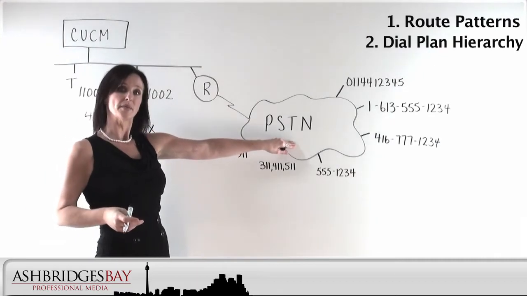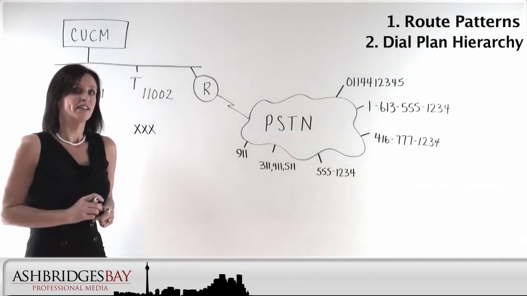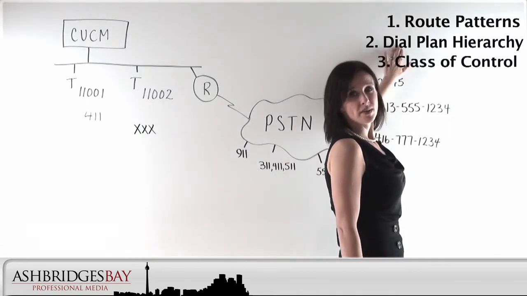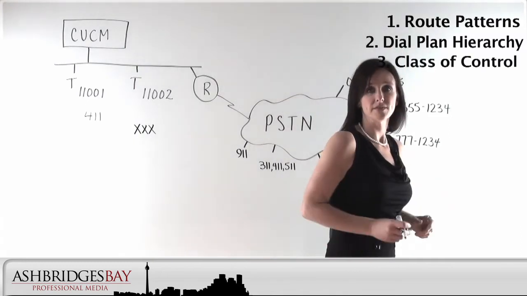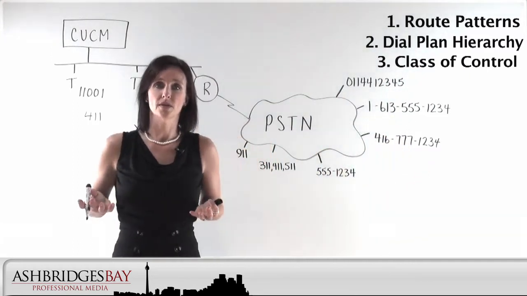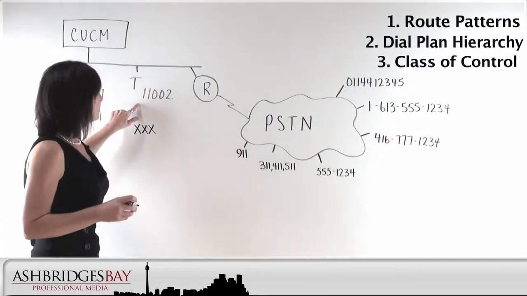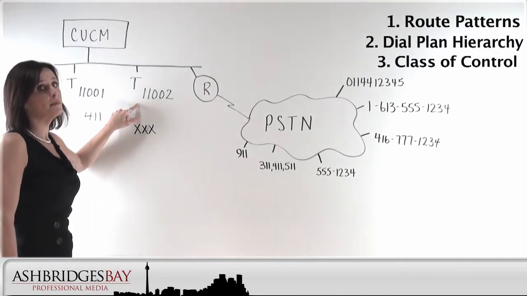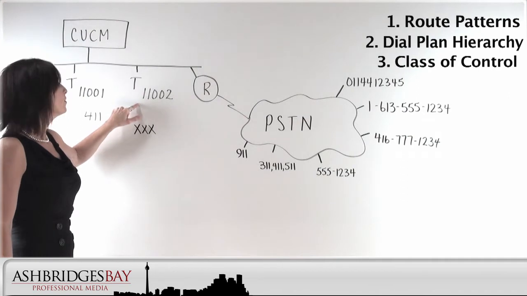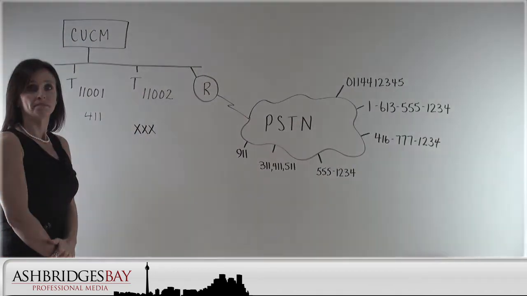That's your telephone network. The third thing you need to understand is class of service, which in the Cisco environment is referred to as class of control. Class of control helps us control our telephones. So, for example, if this were a lobby phone, we don't want to be able to dial long distance or international calls. It's class of control that will help us do that.